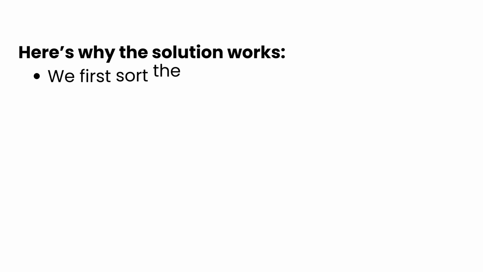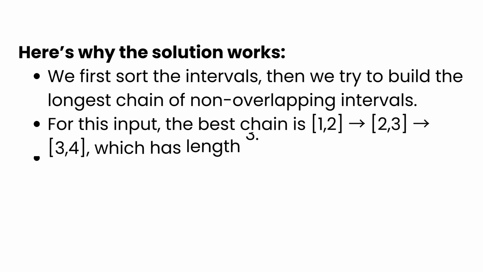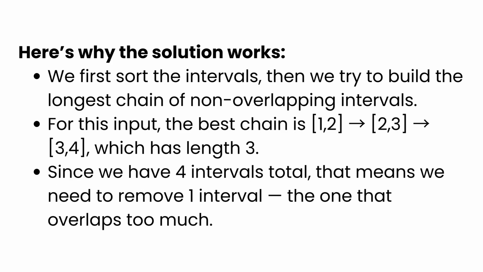Here's why the solution works. We first sort the intervals. Then we try to build the longest chain of non-overlapping intervals. For this input, the best chain is 1, 2, 2, 3, 3, 4, which has length 3. Since we have 4 intervals total, that means we need to remove one interval, the one that overlaps too much.